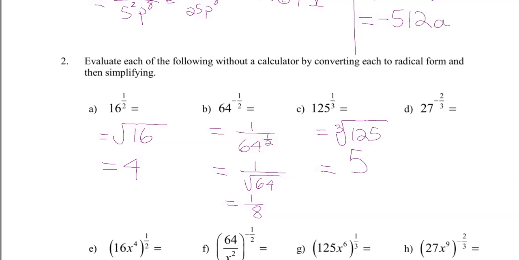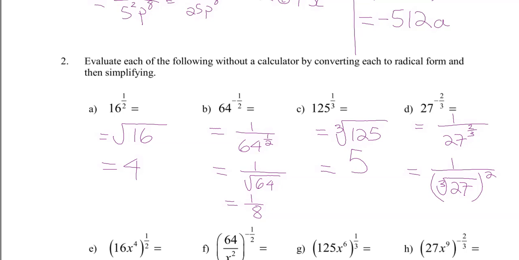27 to the negative 2/3. Okay, so first step, got to have a positive exponent, so it becomes 1 over 27 to the 2/3. Then we convert from exponential form to radical, so there's a 3 on the bottom, it's the cube root of 27. We're going to do that first, then we'll square it.